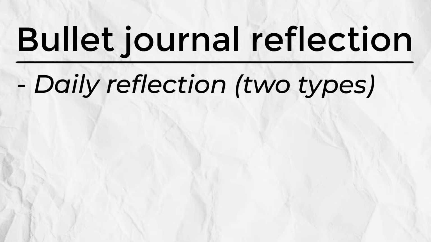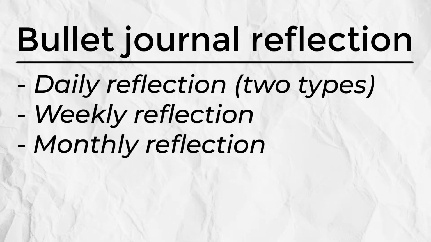We have four different types of reflection as part of the bullet journal method. So we have daily reflection, of which there are two types. We've got weekly reflection, monthly reflection, and yearly reflection, though I like to call this new journal reflection because I do it with each new journal setup. Each of these do look a little bit different though, and have us focusing on different parts of our bullet journal. So let's have a closer look at each of those.